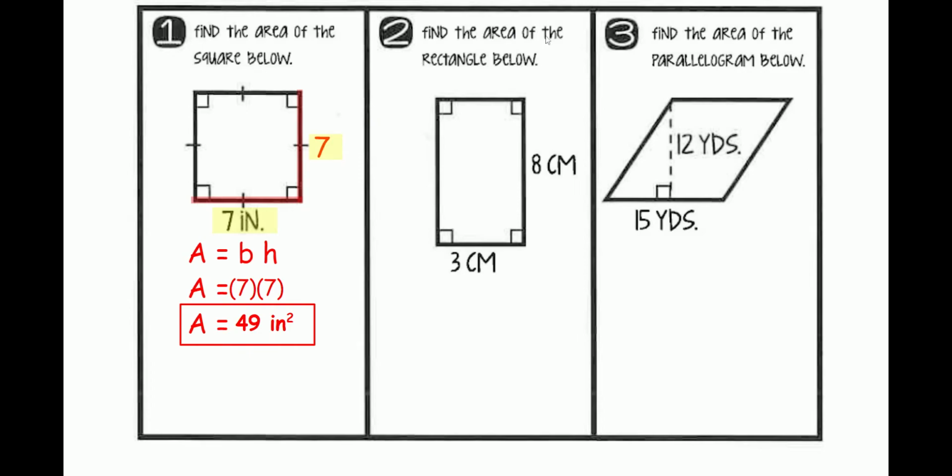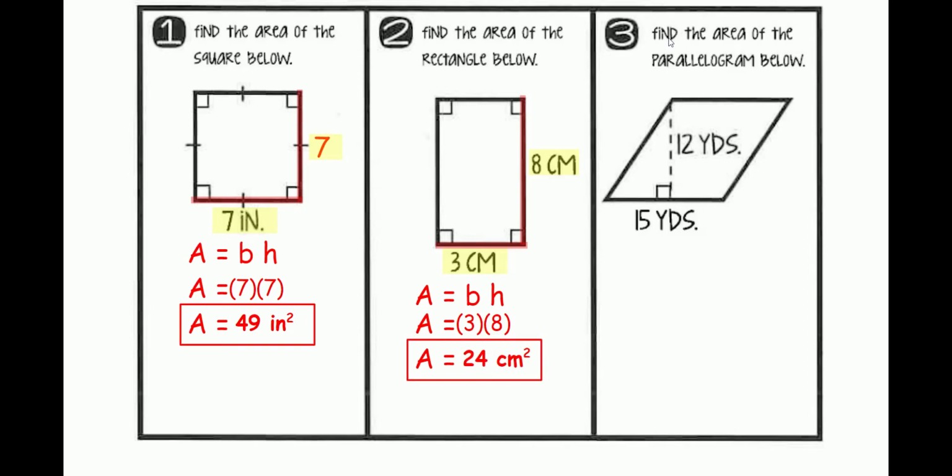Let's try to find the area of the rectangle below. The area equals base times height. We know the base, which is 3. Replace B with 3. The height is 8 centimeters. Replace H with 8. And 3 times 8 is 24 centimeters squared, so that's our area.